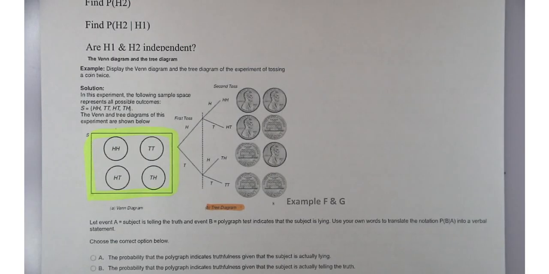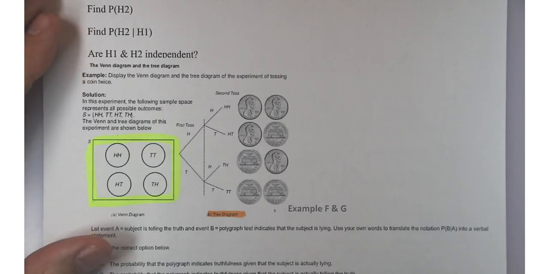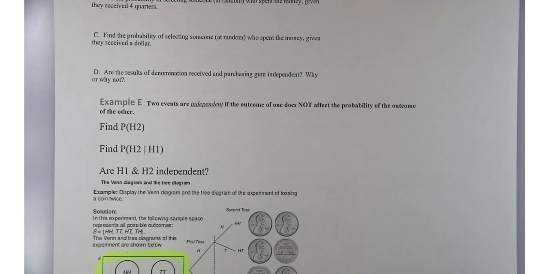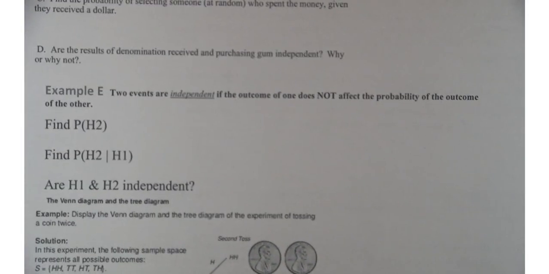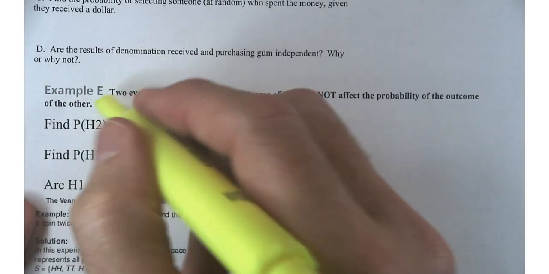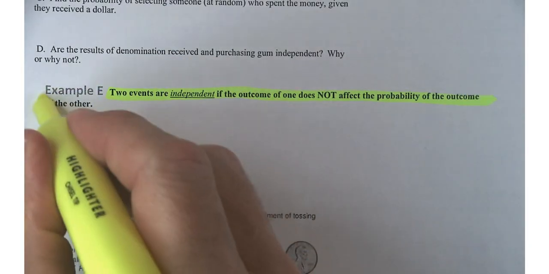We want to look at these and try and decide what's going on with flipping some coins. Are we going to get independent events or dependent events? Here's another definition for you of independence. Two events are independent if the outcome of one does not affect the probability of the outcome of the other. So that is something that you should kind of keep in mind as you're working through this.